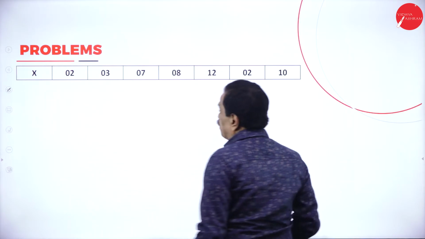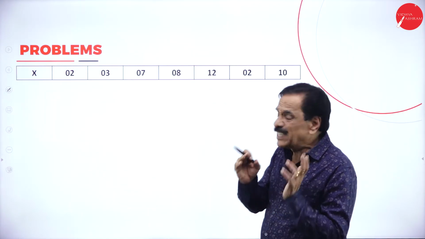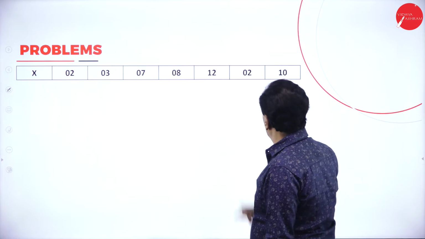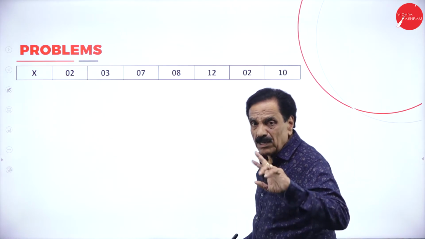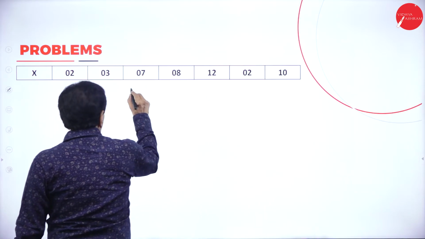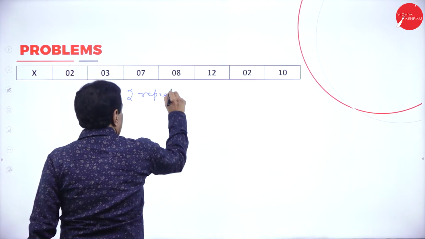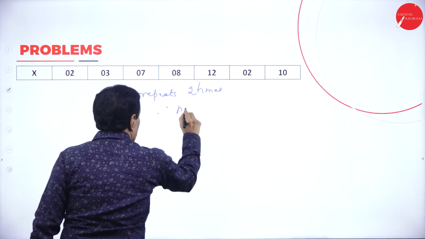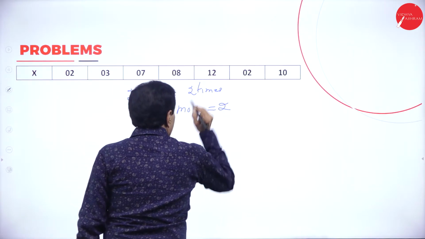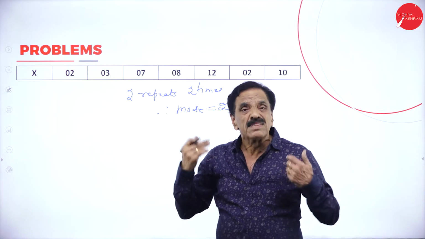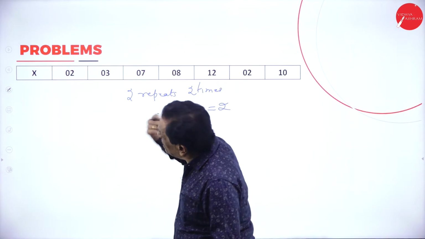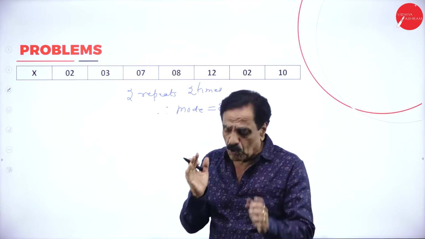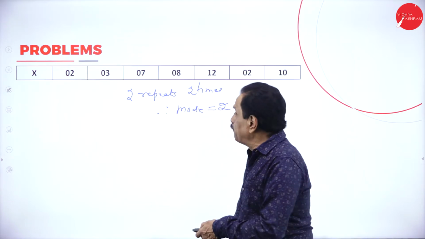If we see this example, we can understand which number repeats more. The first number is 2, second number is 3, 7, 8, 12. Which number repeats? 2 repeats 2 times. Therefore, mode is equal to 2. The number which repeats more number of times will be considered as the mode. Here, 2 repeats 2 times. That's why it is called mode. Then we'll go to the next one.